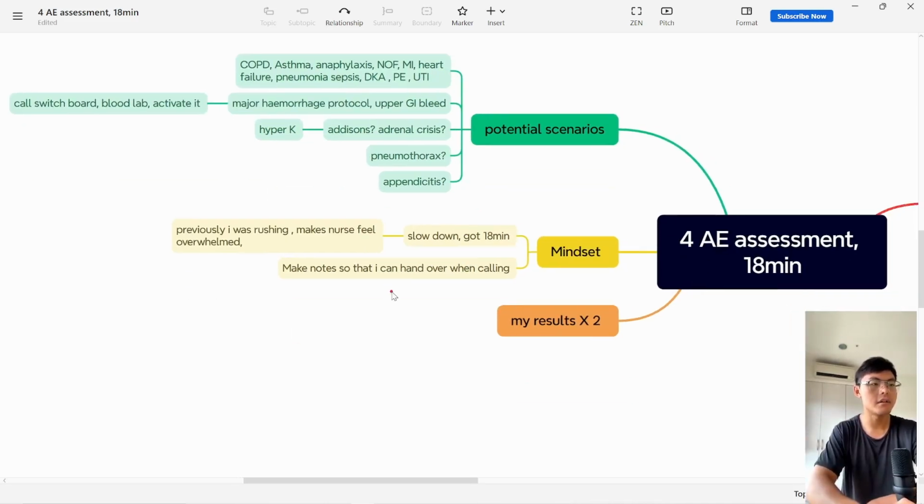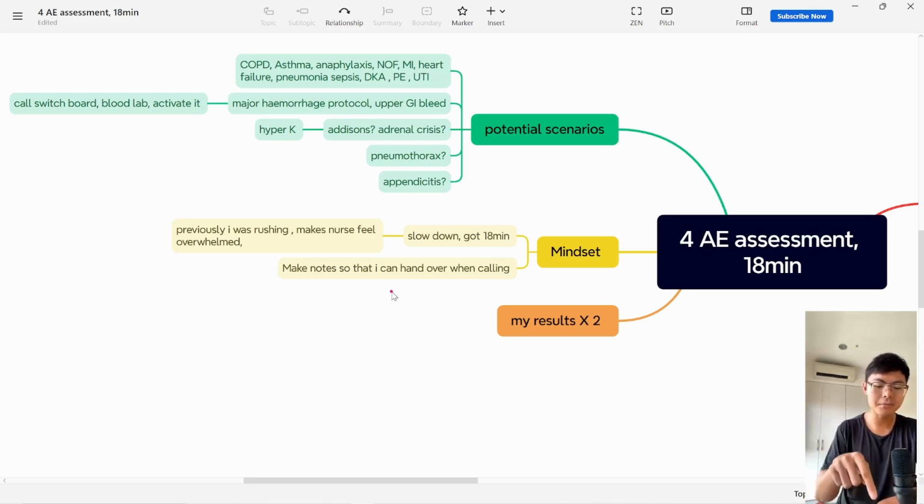Okay, and when it comes to mindset, I mentioned just now that the 18 minutes is a bit rushed, but previously I talked even faster than how I talk now. One of the teaching fellows mentioned that she felt a bit rushed and overwhelmed when I talked so much. At that time, I wanted to show off my knowledge and structure on A to E assessments. I just wanted to show them that I know the structures, I don't need to think. Which made me keep asking the nurse to do lots and lots of stuff.